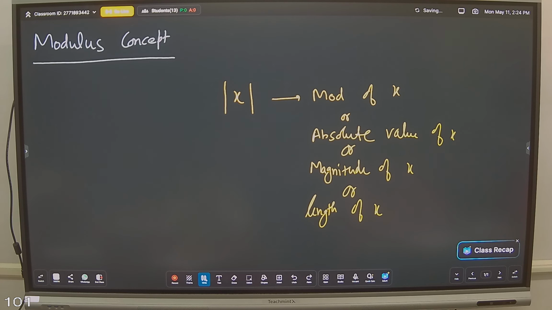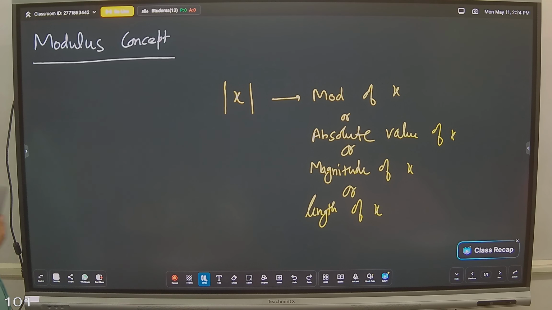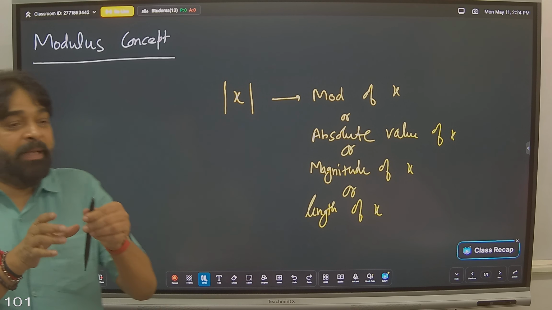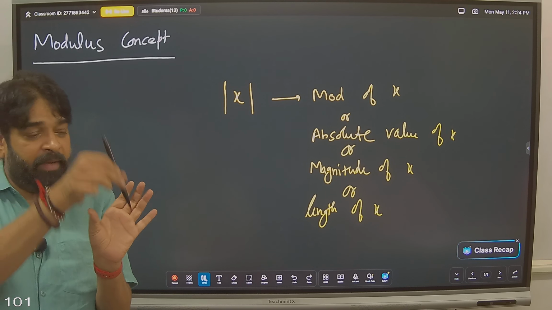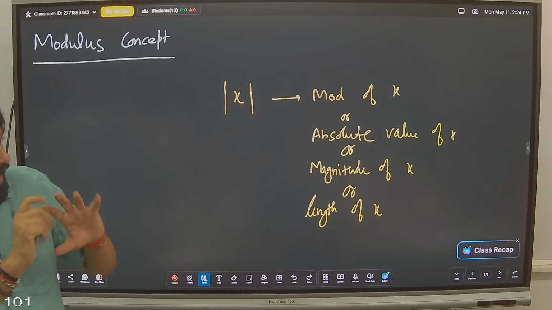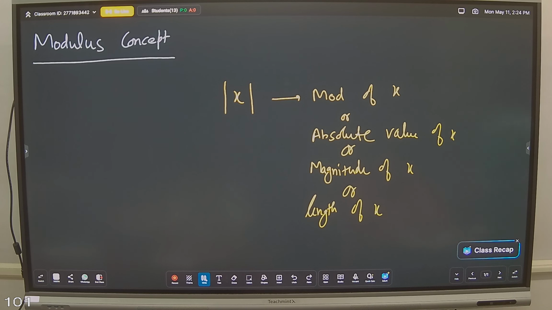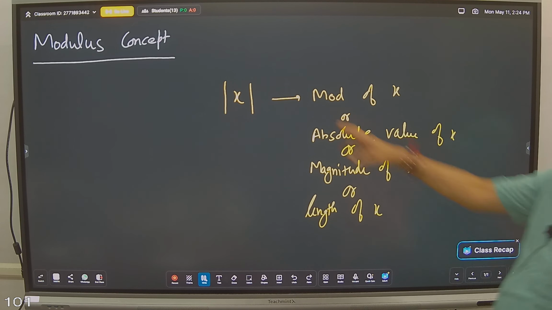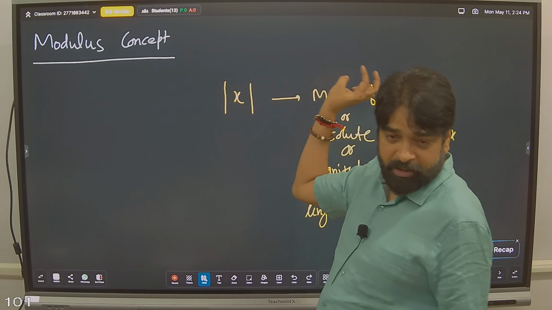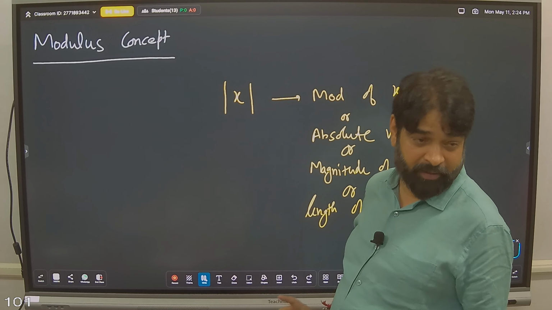So if you want to get the magnitude of something or the length of something, we keep the mod. That's all. If I say one pen is there and I want to get the magnitude, the length of this, in mathematics language we keep it inside the mod. Understood my point? Anything whose length or magnitude you want, you put inside the mod. Whatever is inside, mod doesn't care, it just gives the magnitude. It doesn't care about the sign inside.